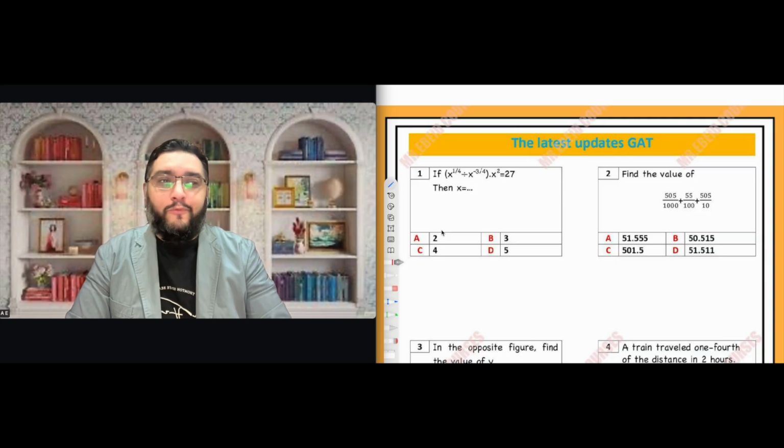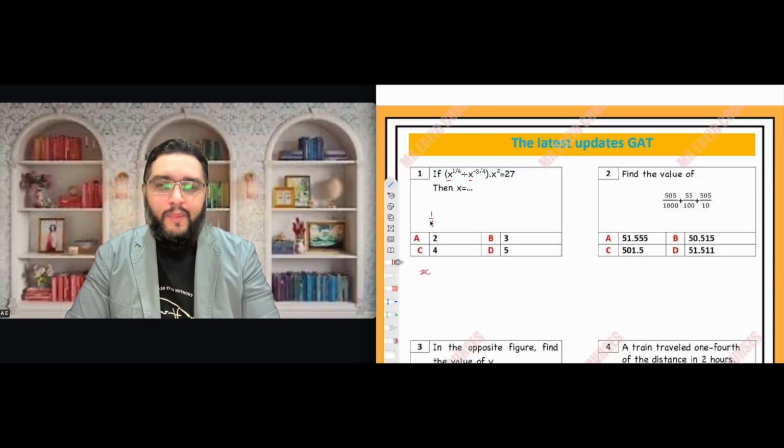If x raised to the power of 1/4 divided by x raised to the power of -3/4, times x squared, equals 27, then x equals what? You know that if you have the same base and division, subtract the exponents. So it will be x raised to the power of 1/4 minus -3/4. Minus a negative becomes plus. So it's 1 plus 3, which equals 4/4, which equals 1.